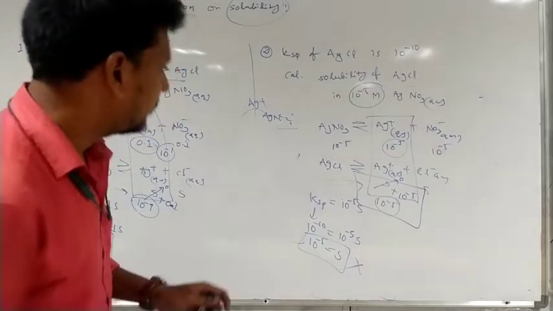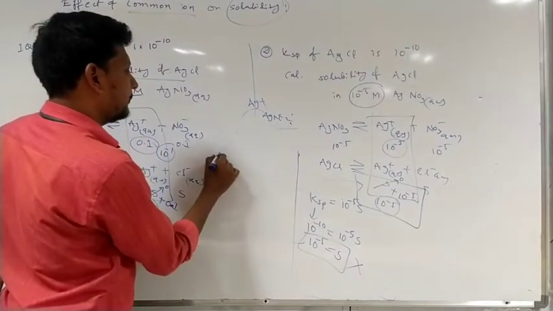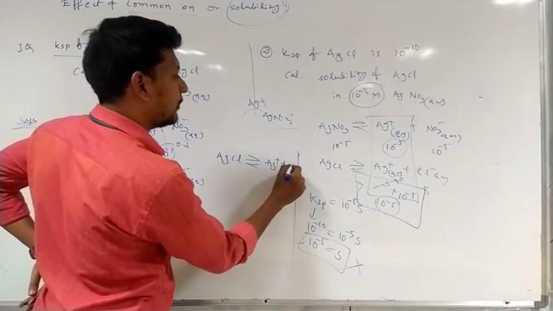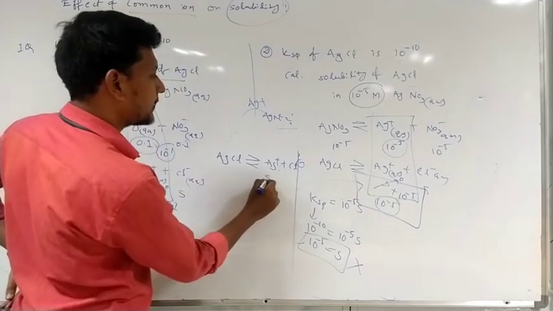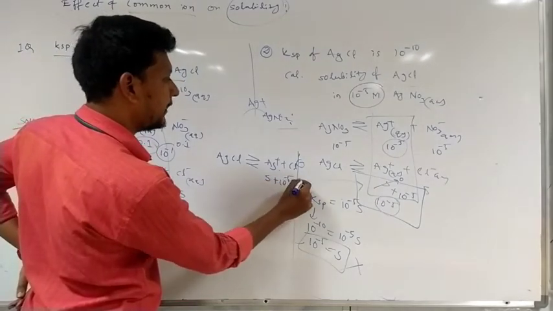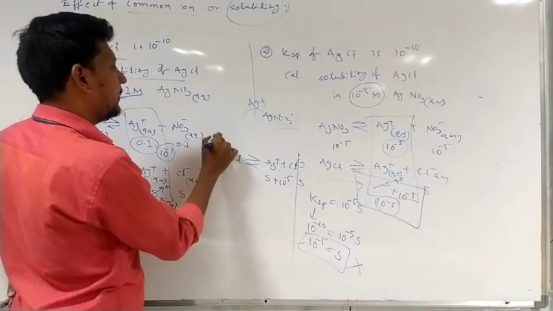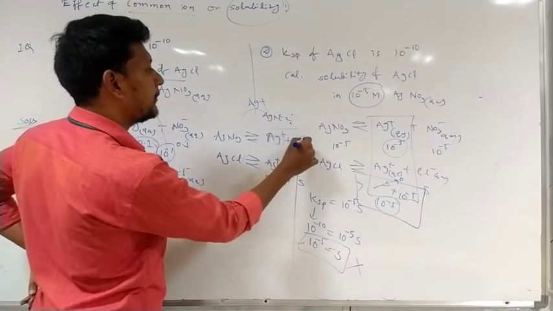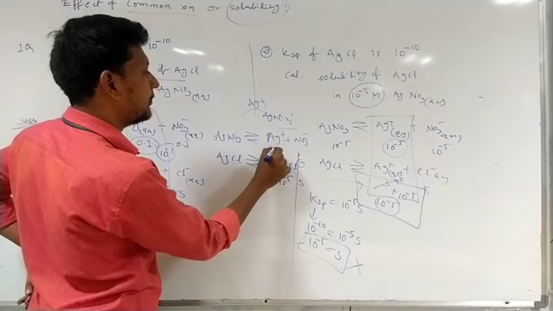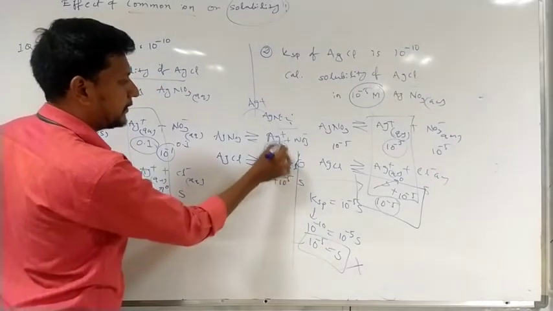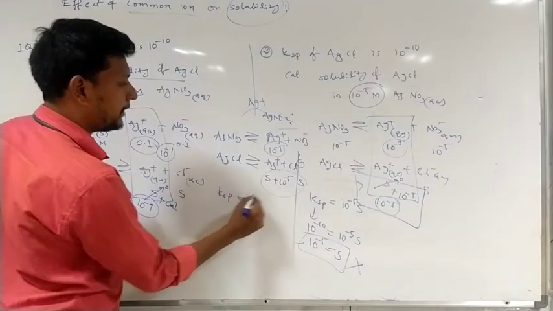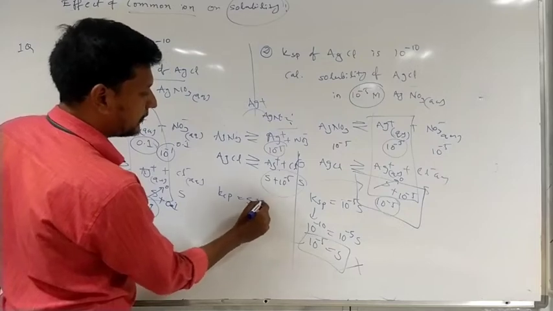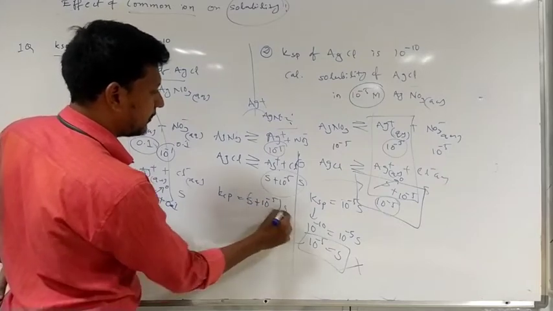Here AgCl in equilibrium with Ag+ aqueous and Cl- aqueous, S plus 10 to the power minus 5, and this is S. For this one, AgNO3 in equilibrium with Ag+ and NO3-, 10 to the power minus 5. I am combining these two. KSP is equal to what? S plus 10 to the power minus 5, into S.